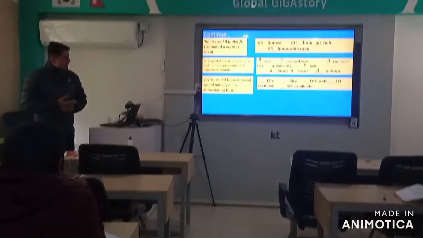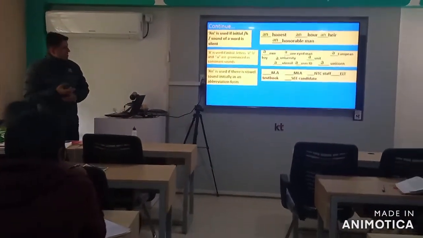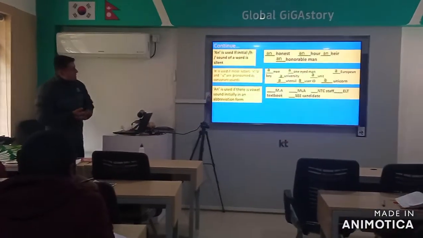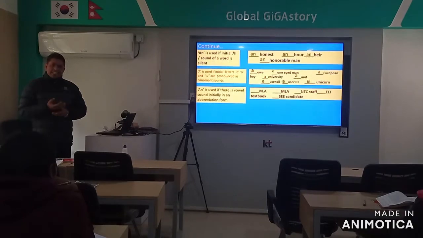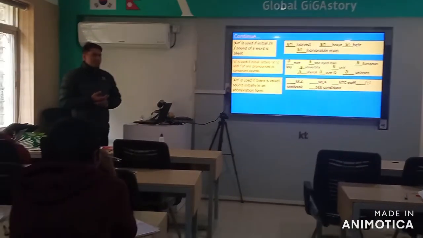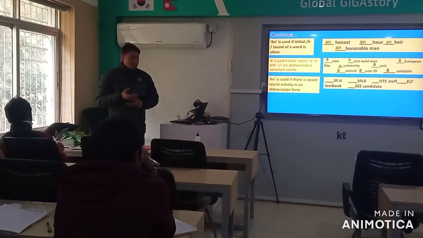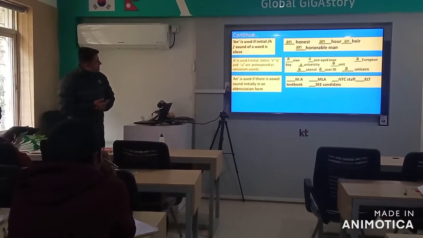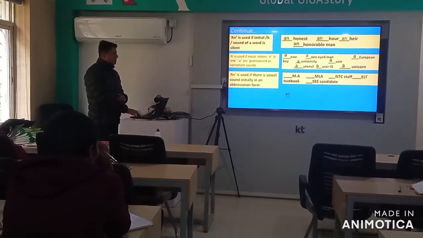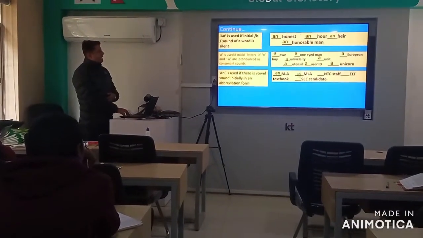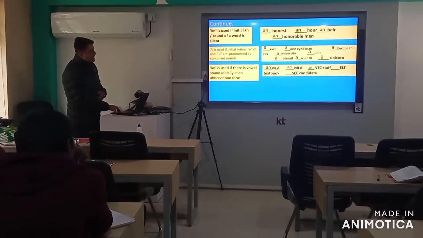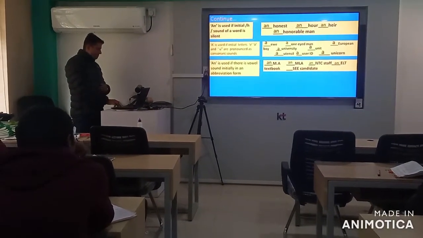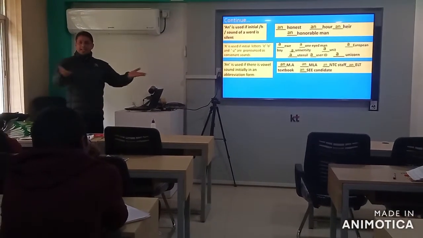Then ELT. What do we say? "El-ti", from Nepali, the "e" sound. This is also a vowel sound. Then we don't say "yes e", we say "es-see". It is producing a vowel sound. So what do we have to use? "An". So let's have a look. An MA, then an MLA, an NTC staff, then an ELT textbook, and an SC candidate. You all are an SC candidate, right?